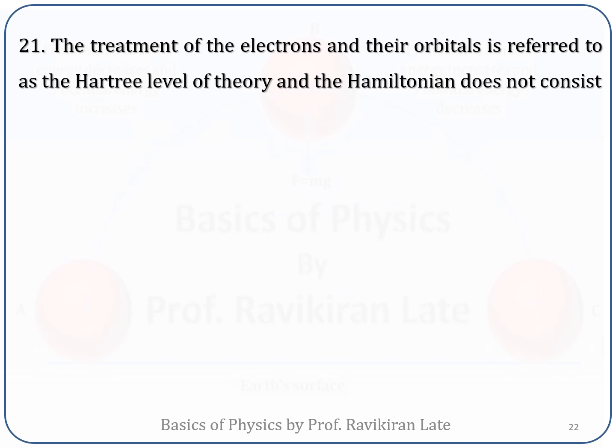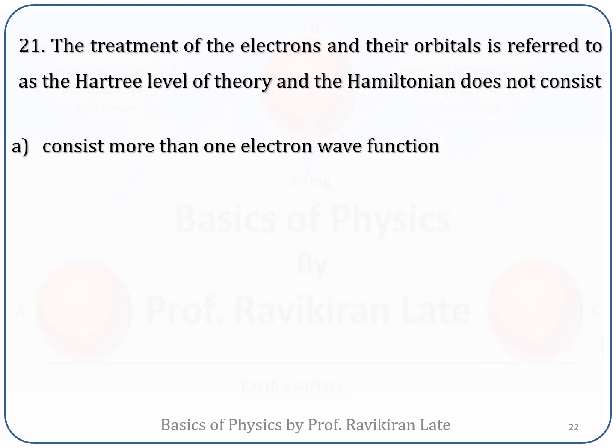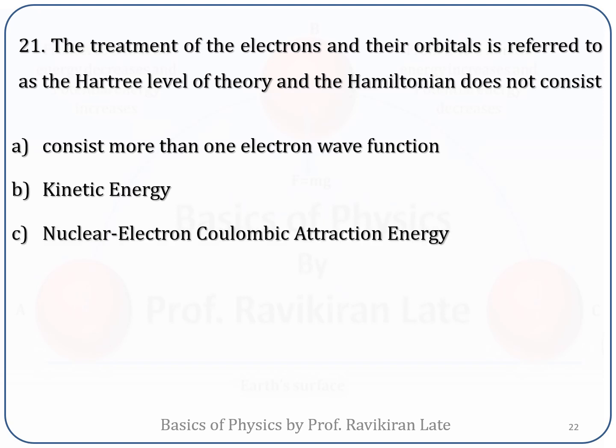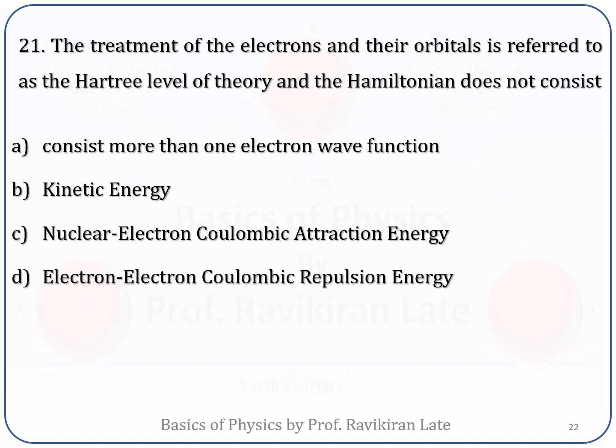Now the next question: the treatment of electrons and their orbitals is referred to as Hartree level theory, and the Hamiltonian does not consist of more than one electron wave function, option B kinetic energy, option C nuclear-electron Coulombic attraction energy, option D electron-electron Coulombic repulsion energy. So obviously, in our Hartree level theory lecture we had seen the treatment of electrons and their orbitals, it consists of more than one electron wave function. So the correct answer for this question is option A.